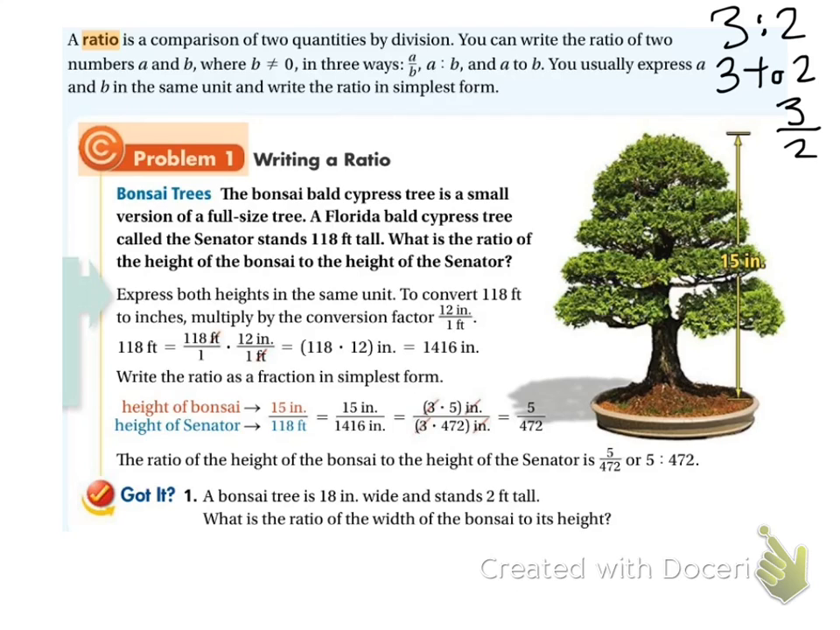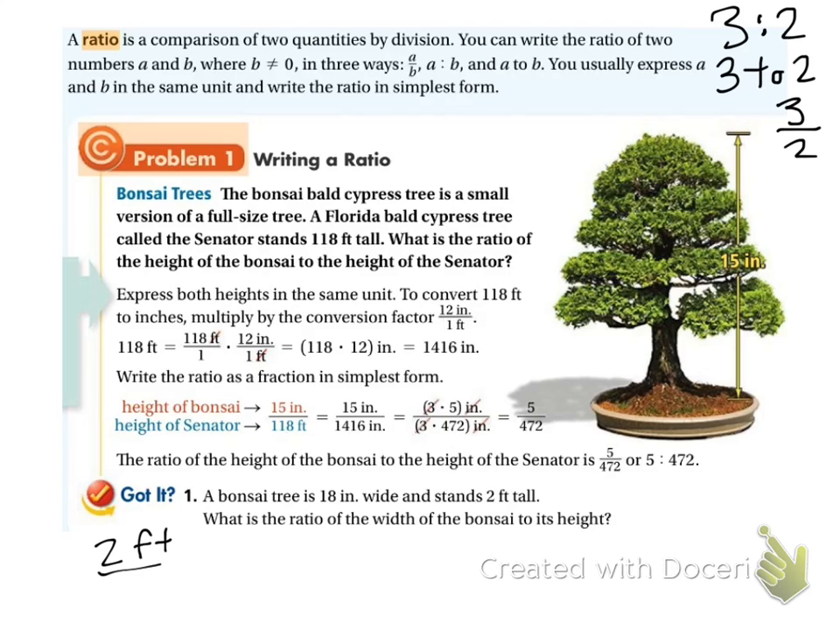So, let's look at our example here. We're going to skip to our got it problem. It says a bonsai tree is 18 inches wide and stands 2 feet tall. What is the ratio of the width of the bonsai to its height? When we're working with ratios, we need to be in the same unit. So we don't want to keep inches and feet. In my opinion, it's easiest to switch from feet into inches. So let's convert down here.